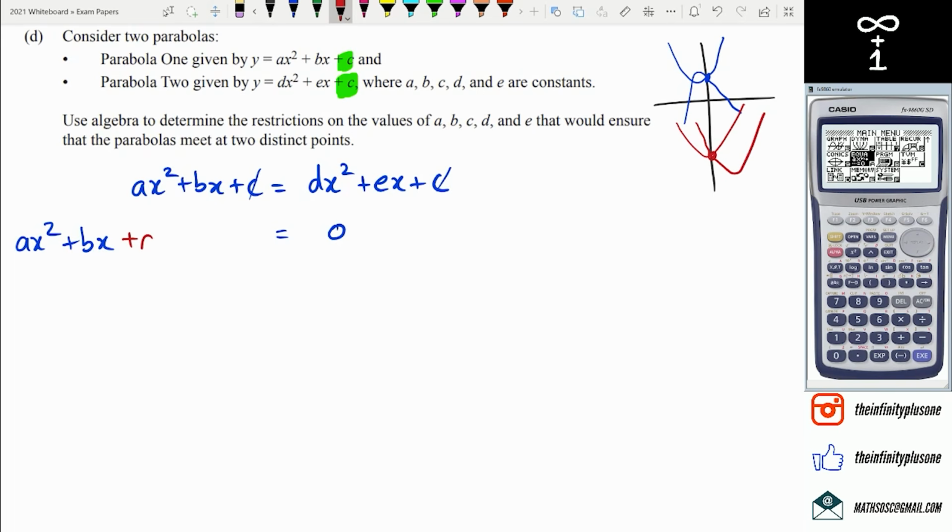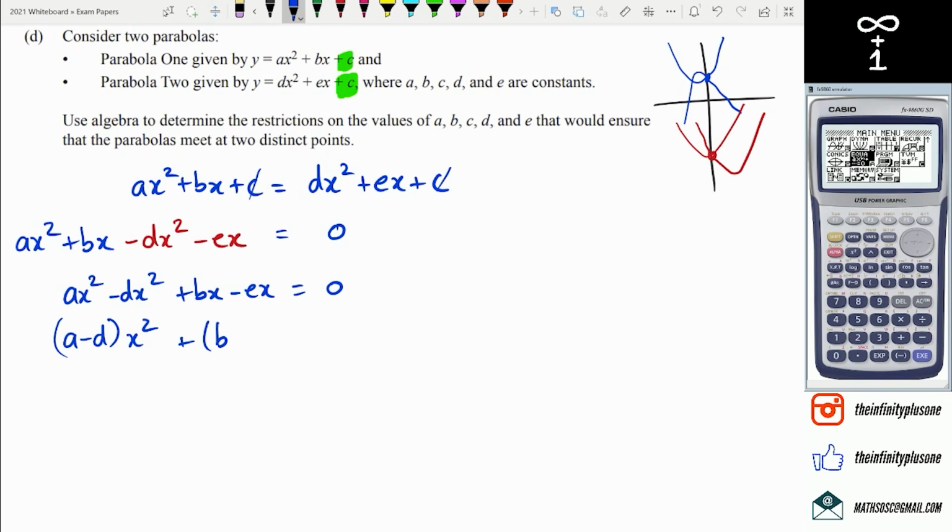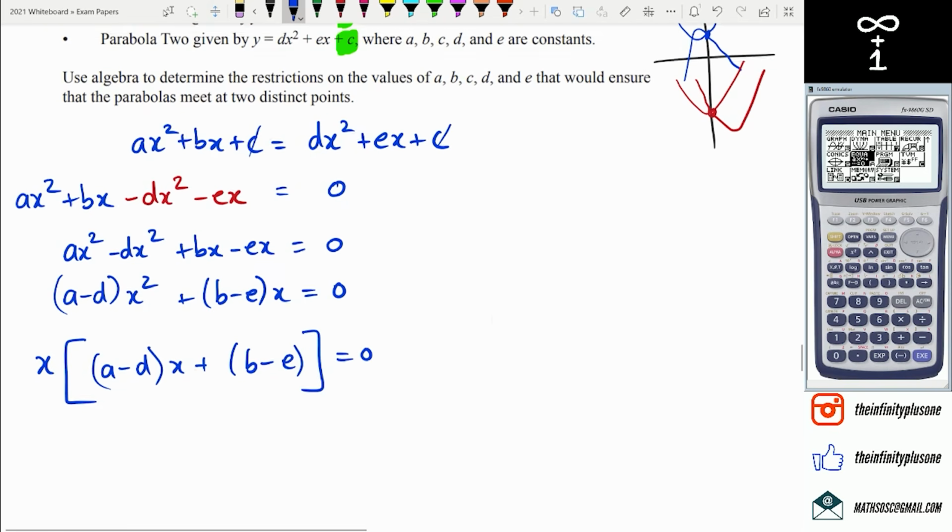So we've got minus dx squared and minus ex. So simplifying this, we've got ax squared minus dx squared plus bx minus ex equals 0. As you can see, this can be written as (a minus d)x squared plus (b minus e)x is equal to 0. Now, if I factorize x, taking x as a common factor out, I'm going to get x times ((a minus d)x plus (b minus e)) is equal to 0. And if you remember, what we have here is x is equal to 0, or this entire bracket, (a minus d)x plus (b minus e), is equal to 0.